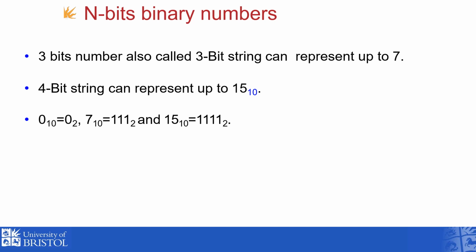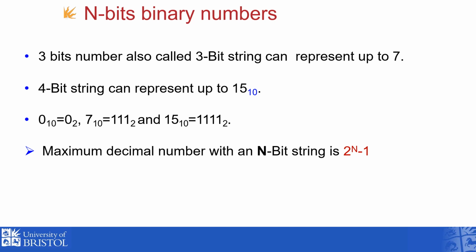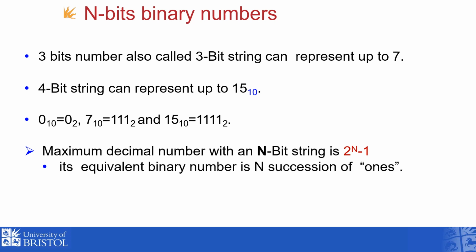These are just some small examples over here. Notice how 7 and 15 are strings composed only of 1s. So you must have already noticed that there is a pattern here: if you're given n bits, then with an n-bit string, the maximum number you can represent in the decimal system is equal to 2 to the power of n minus 1. For example, for 4-bit strings, that is 2 to the power of 4 minus 1, or in other words, 16 minus 1, 15.